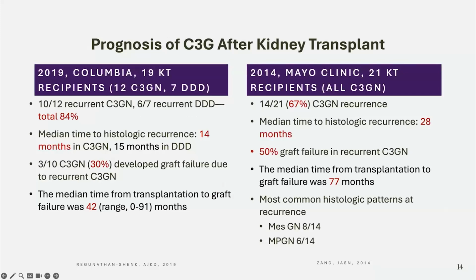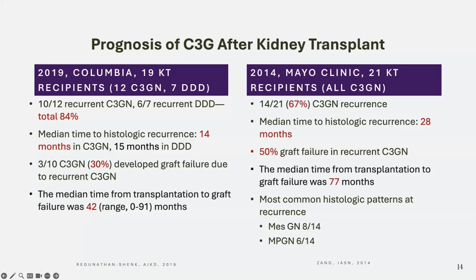The Columbia study published in 2019 included a total of 19 patients, 12 with native kidney C3GN, 7 with native kidney DDD. After transplant, total recurrent rate was 84%. Mayo Clinic study published in 2014 included 21 kidney recipients. Their original diseases were all C3GN.